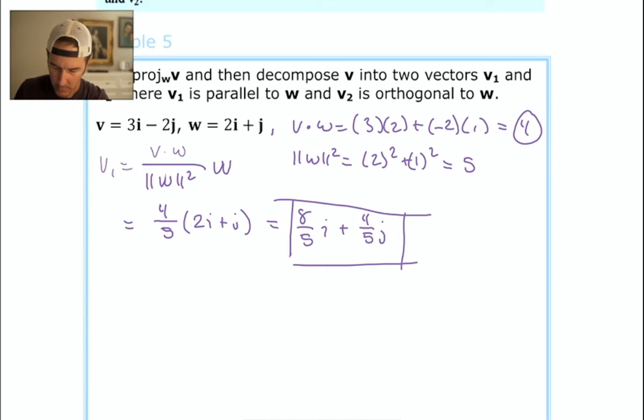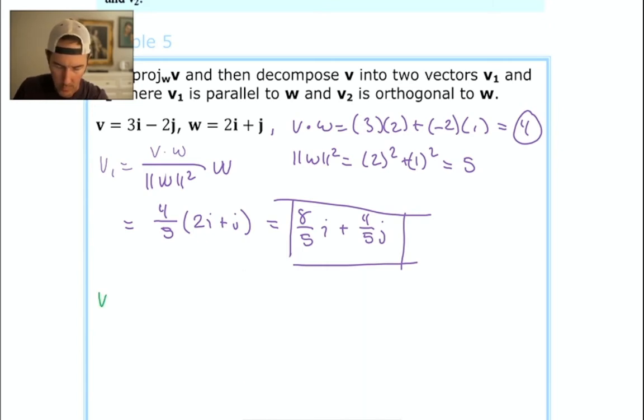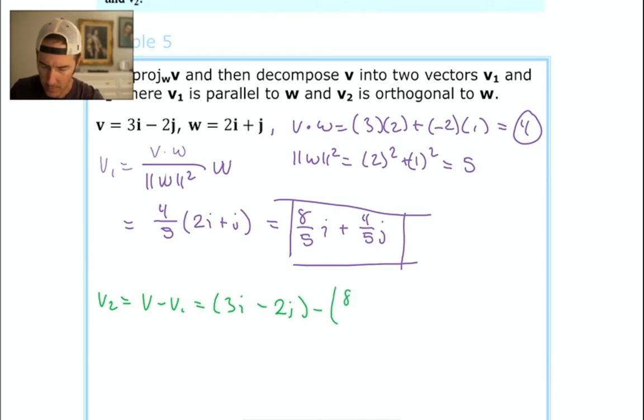Maybe switch colors. v2 equals v minus v1, which is equal to, now the original vector v is 3i minus 2j. We're subtracting v1, which we just found to be 8/5.